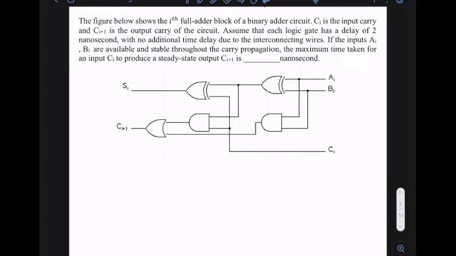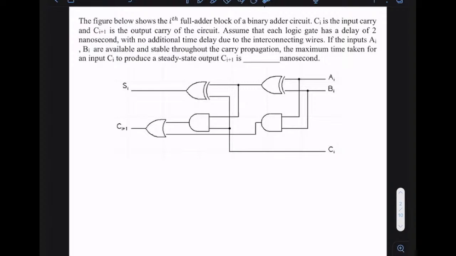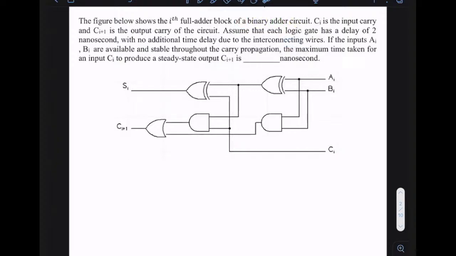Yes. What is the answer? What is the answer? Now it is fine. Tell me. If the inputs Ai, Bi are available and stable throughout the carry propagation, the maximum time taken for an input Ci to produce steady state output C of i plus 1 is dash nanosecond. Nikhil is saying 60. 60 is no way correct.